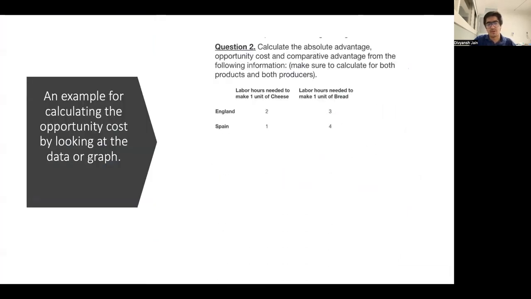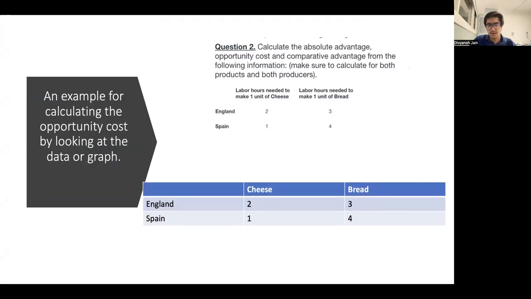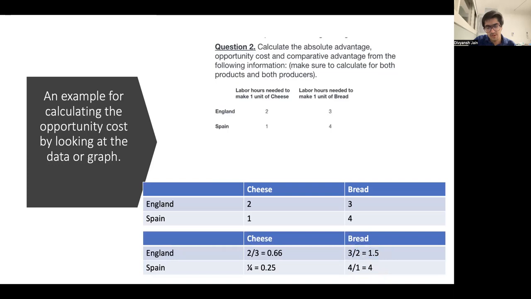This is one example of calculating the opportunity cost, absolute advantage and comparative advantage from the following data. As you can see, it takes 1 hour to produce 2 units of cheese for English workers or 3 units of bread. For 1 hour, it will take Spanish workers to produce 1 unit of cheese or 4 units of bread. When you apply the opportunity cost formula from the previous slide, we can see that we have divided all of the values by the alternative tasks.